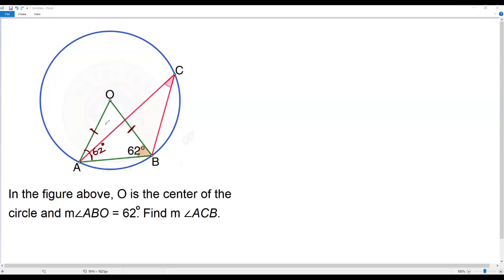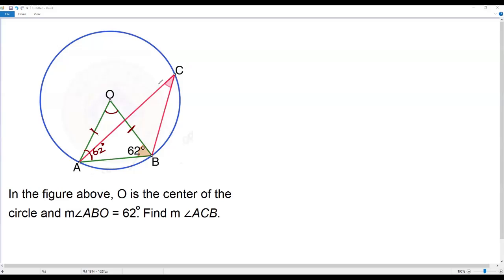Now let's consider the triangle OAB. I know the two interior angle measures, 62 degrees and 62 degrees. I need to know the third interior angle measure over here at the center. So what should I do? We already know a property of a triangle: in any triangle, the three interior angles will always add up to 180 degrees. So the interior angle measures over here, here and here must add up to 180 degrees, because these are the three interior angle measures of triangle OAB.